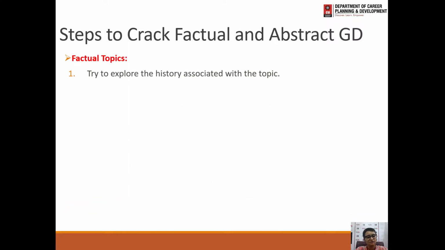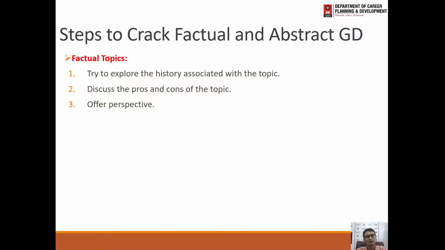Let's have a look at the steps for factual topics. When we say factual topics, try to explore the history associated with the topic. This is only possible, students, if on a regular basis you keep reading newspapers, keep checking the media channels where the news is flashed, or create a habit of reading editorials so that you are well connected with the world and aware of whatever changes are coming up.